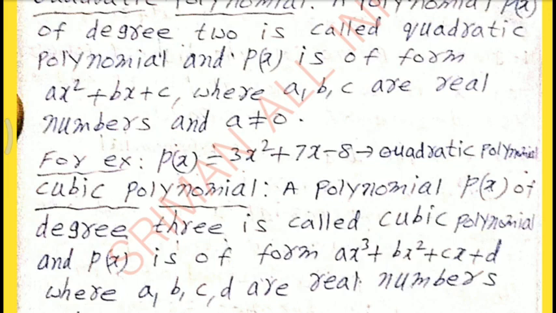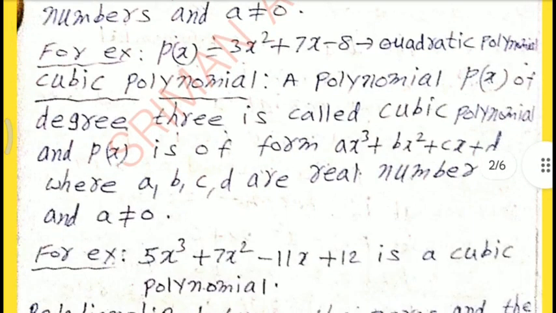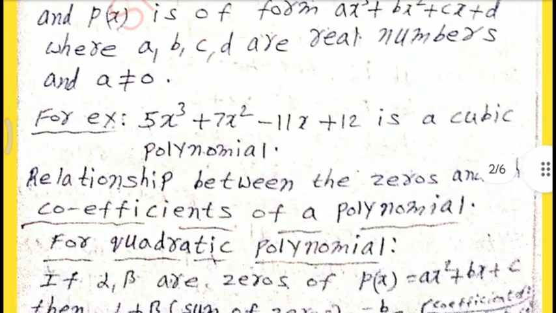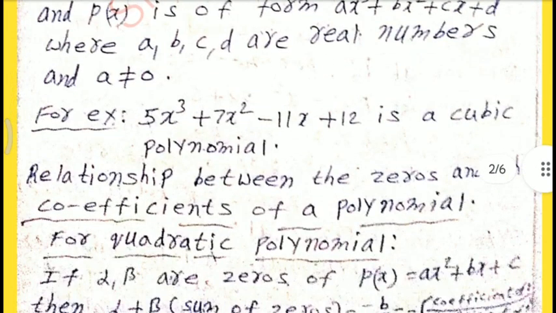Cubic polynomial. A polynomial p of x of degree 3 is called cubic polynomial, and p of x is of form ax cube plus bx square plus cx plus d, where a comma b comma c comma d are real numbers and a is not equal to 0. Examples, 5x cube plus 7x square minus 11x plus 12 is a cubic polynomial.